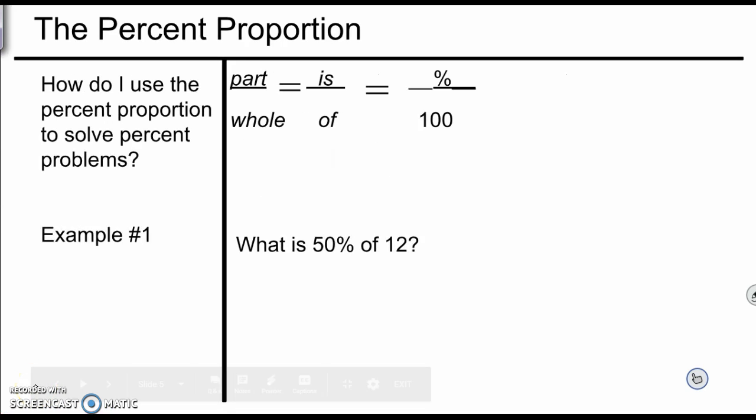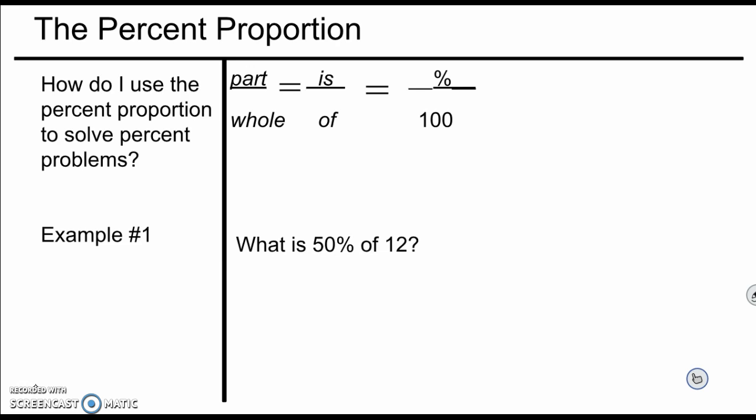Now let's talk about how to use the percent proportion. Part over whole equals percent over 100. That is the percent proportion. We can also say is over of equals percent over 100. Is is the part of our problem. Of is the whole of our problem. And then we still place our percent over 100. Remember, all percents are out of 100, so that's why we always write our ratio of our percent over 100.